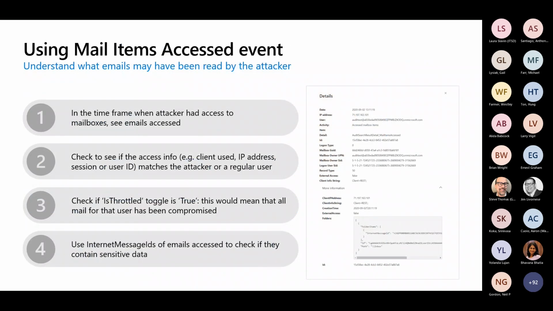And in this particular case, we can understand what emails may have been read by the attacker, and what time frame the attacker had access to mailboxes. To see if the access info, as in the client used, the IP address, session or user ID, matches the attacker or a regular user. To check if the is throttled toggle is true, to mean that all mail for that user may have been compromised. And then, of course, use internet message IDs of emails accessed to check if they contained sensitive data.